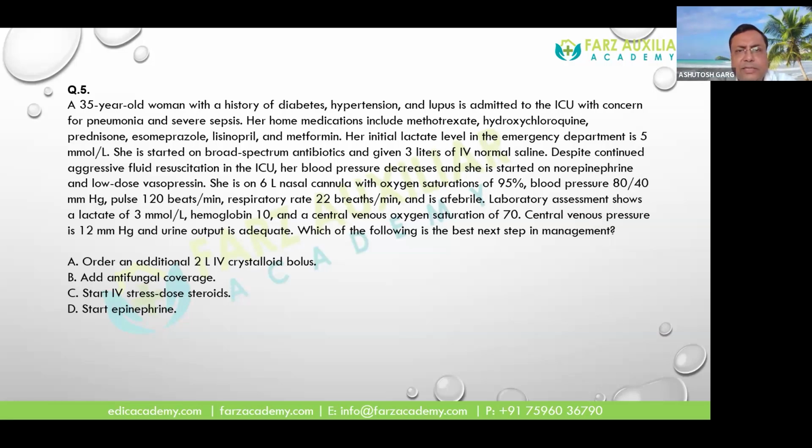She is on 6-liter nasal cannula with oxygen saturation of 95%, blood pressure 80/40, pulse 120 beats per minute, respiratory rate 22. Laboratory assessment shows a lactate of 3 millimole per liter, hemoglobin 10, and central venous oxygen saturation 70. Central venous pressure is 12 and urine output is adequate. Which of the following is the best next step in the management? Order an additional 2 liter IV bolus, or add antifungal coverage, start IV stress dose steroid, or start epinephrine.